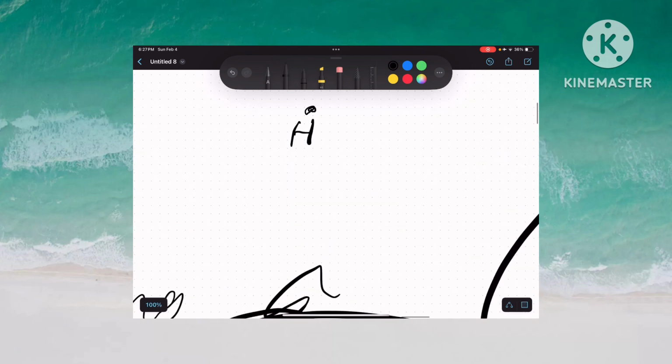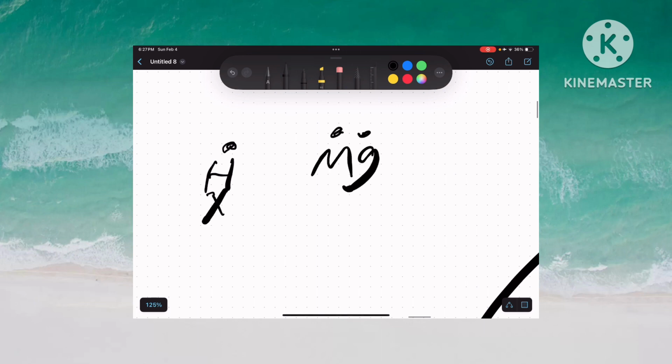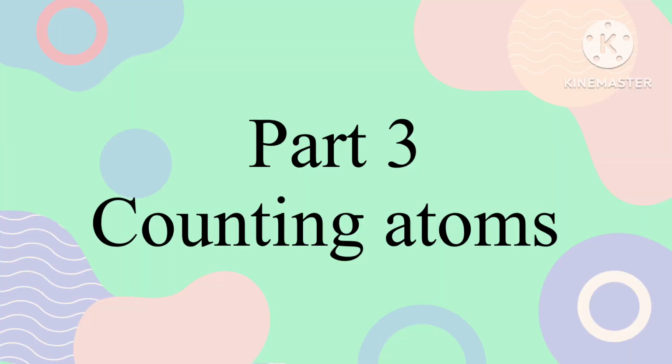So H, we know that it has 1 on its last level, and Mg, we know that it has 2 on its last level. Hydrogen needs to gain 1, so Mg will give it. And Mg has an extra 1, so it needs another H, and it gives it like that. So that's how you would draw it.